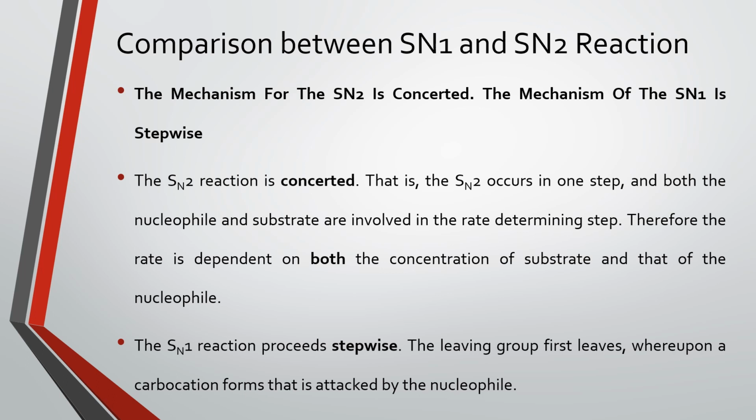The mechanism of the SN2 is concerted while the mechanism of the SN1 is stepwise. The SN2 reaction is a concerted reaction, that is, it occurs in one step, and both the nucleophile and substrate are involved in the rate determining step. Therefore, the rate is dependent on both the concentration of the substrate and that of the nucleophile. The SN1 reaction proceeds stepwise. The leaving group first leaves, whereupon a carbocation forms that is attacked by the nucleophile.